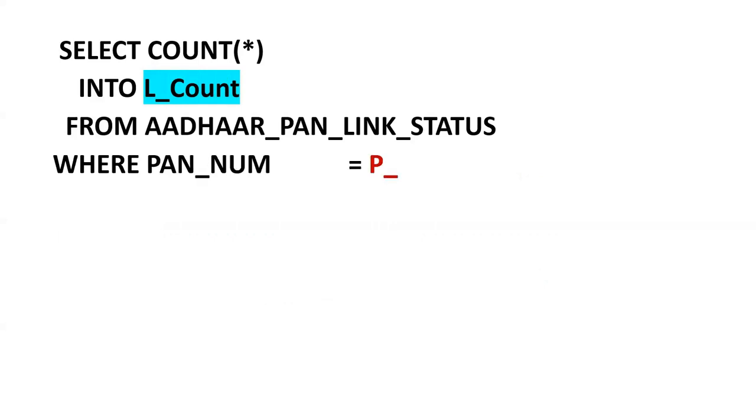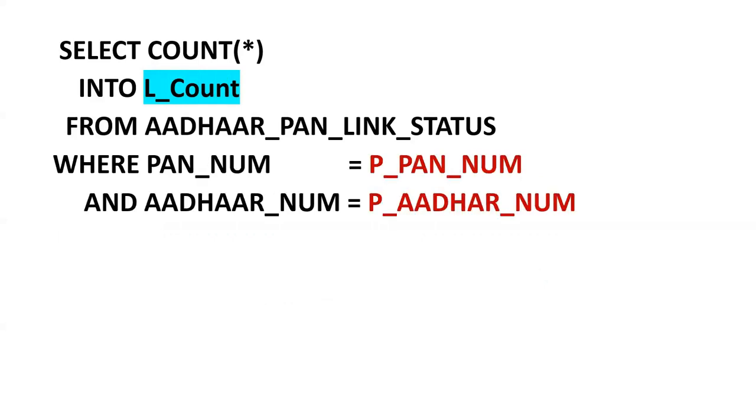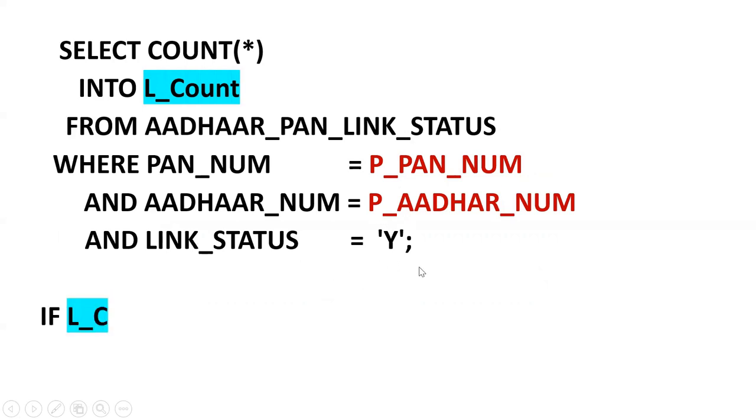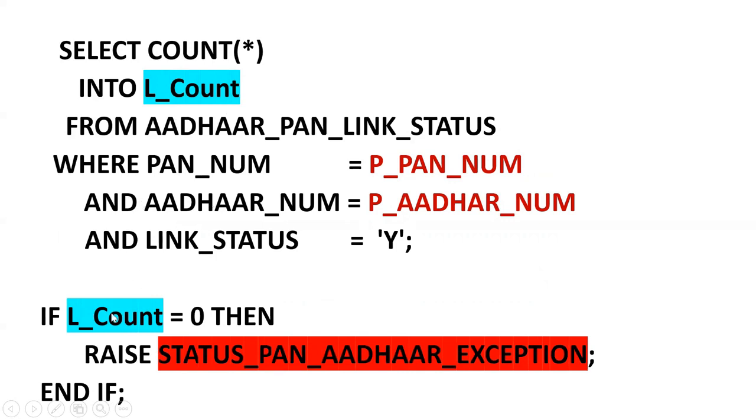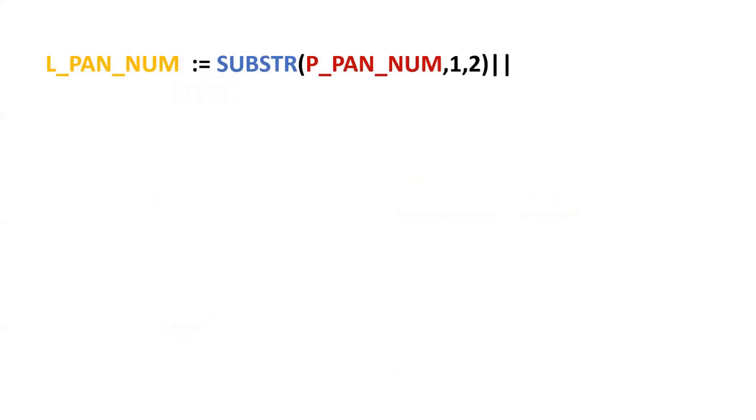In a similar fashion, we need to check one more table, that is the Aadhaar PAN link status. We need to check whether the PAN number and Aadhaar number are there. And one more important thing: we need to check whether it's already linked or not by using the Y status. If it is linked, it will be 1, so this condition will fail and it won't go into this block. If it is not linked, then it will be 0 equal to 0, then raise the exception, and this will go directly to the exception block. Hope this is clear. Suppose all exceptions are handled. Now suppose it's satisfied.